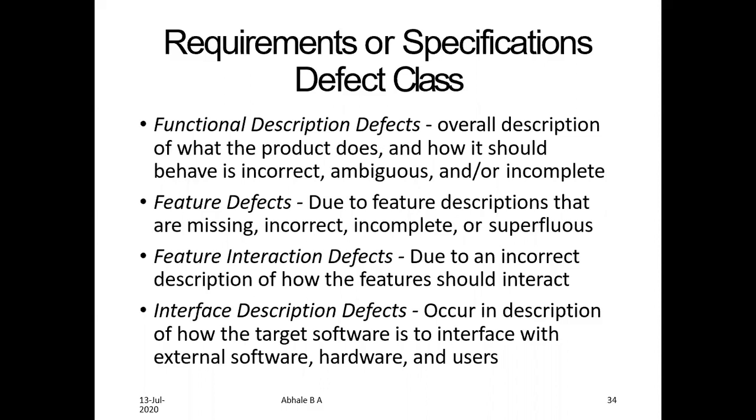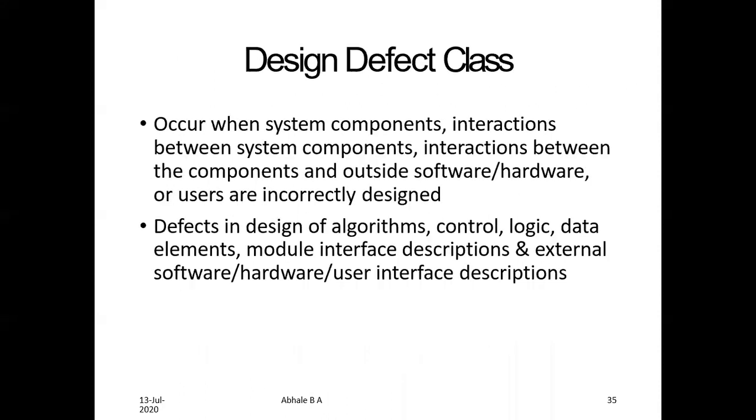Interface description defects occur in the description of how the target software is to interface with external software, hardware, and users. That will lead to interface description defects. So these are the defect types in a requirement class: functional description defect, feature description defect, feature interaction defect, interface description defect. And the second class is your design defect class.